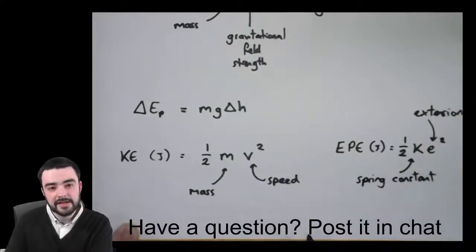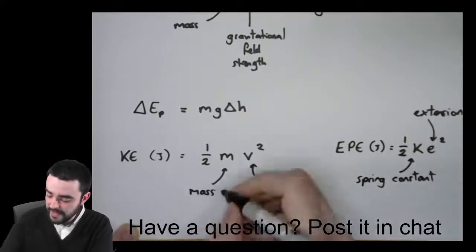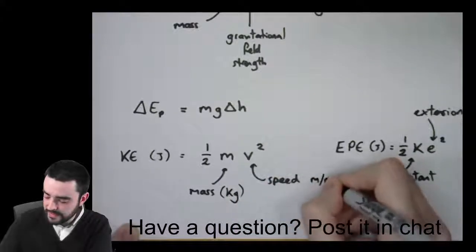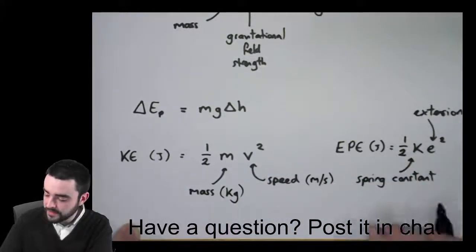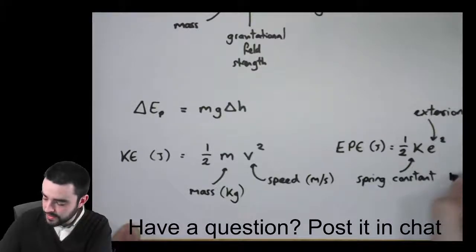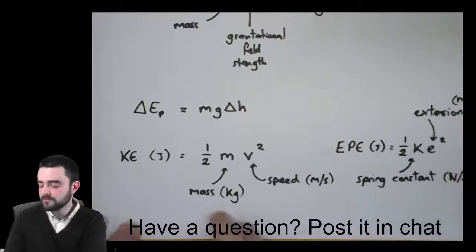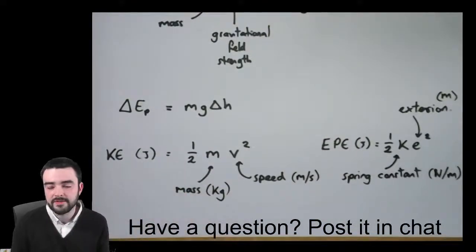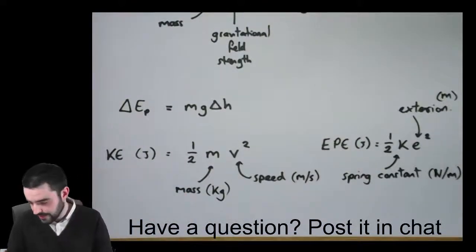Crucially, when you're calculating these, all of these will have to be in base SI units. So for mass, that will be kilograms. For speed, that will be meters per second. The spring constant is newtons per meter, and the extension is in meters. So there you go. These are the 3 equations you need to be able to use. So let's have a go at using them.